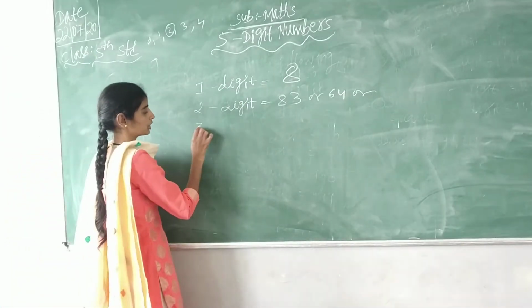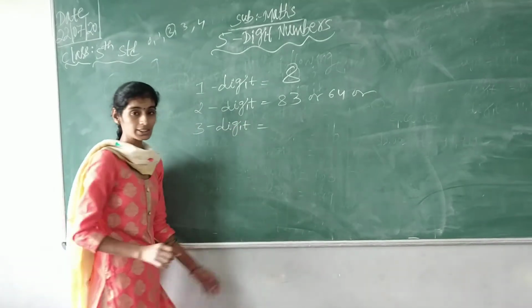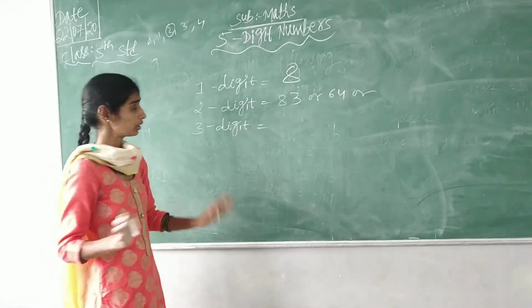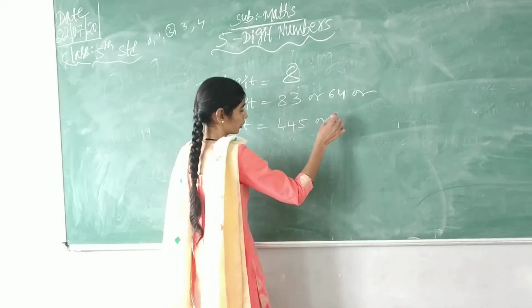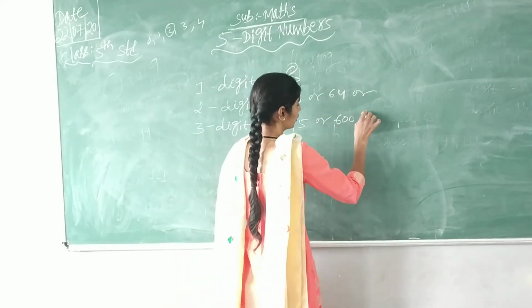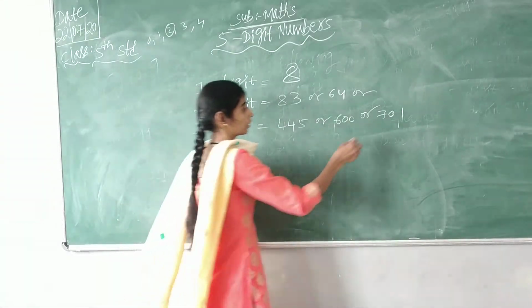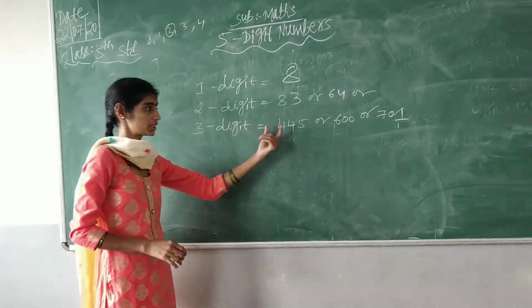Next, you take a 3-digit number. It is even easy for you all to read 3-digit numbers. You can take any 3-digit number. Suppose 445 or whatever it may be, 600. Any other number you can take, 701. You all have learned this in your previous classes. Easily you can read and identify what this number is.